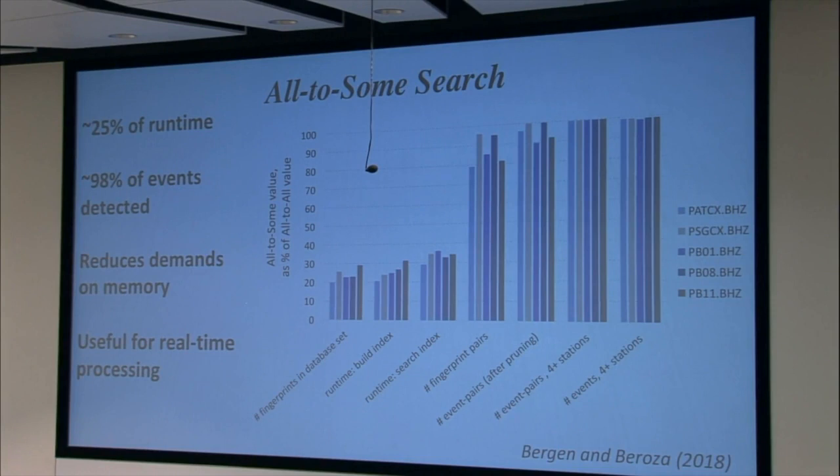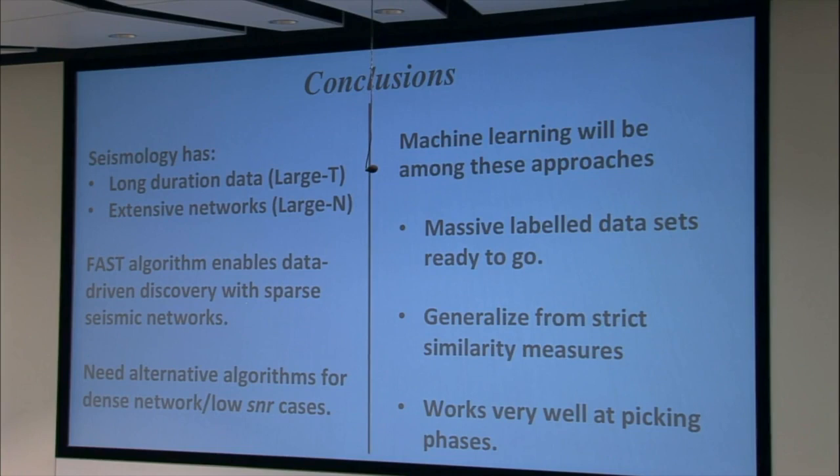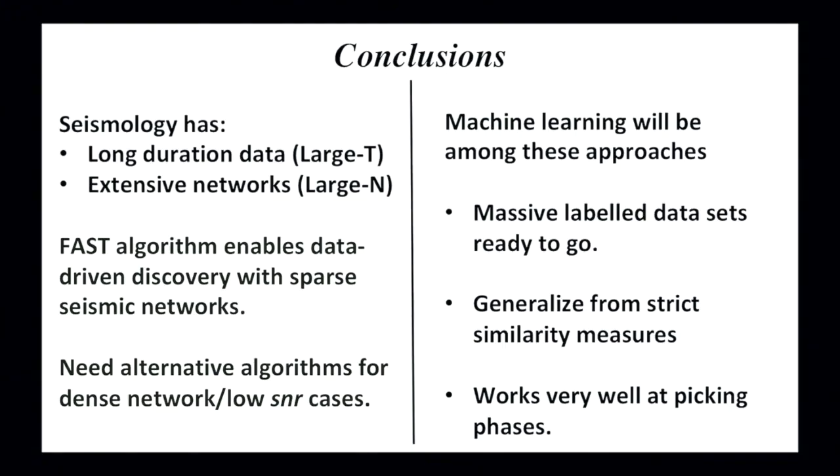This is the way you would do it for real-time processing. So in conclusion, seismology has these very large data sets, and they're getting larger quickly. We developed an algorithm that enables data-driven discovery. It's best suited for sparse networks and signal-to-noise ratios that are not too low. So we need different approaches, I think, for dense networks, where we have common signals on nearby stations, and also for low signal-to-noise ratio cases.